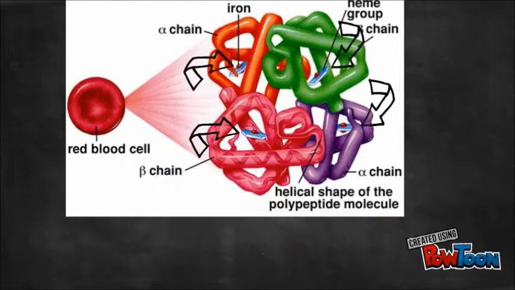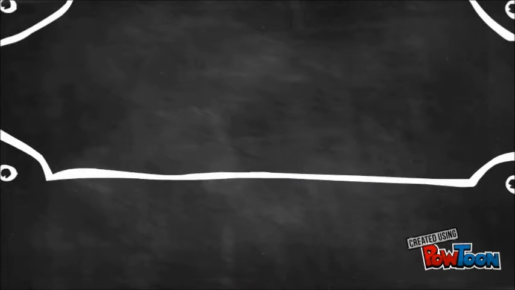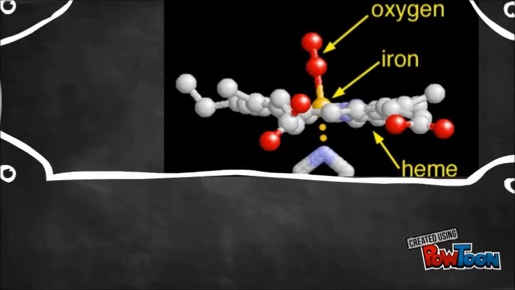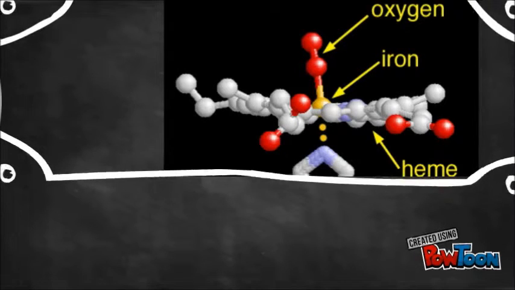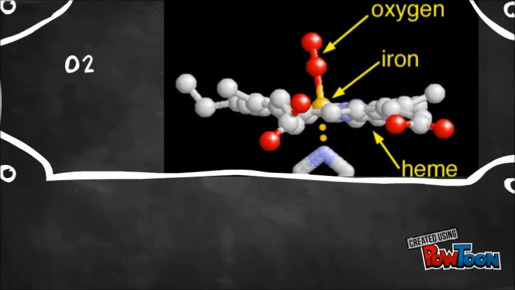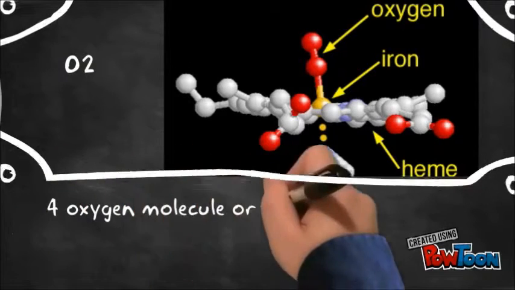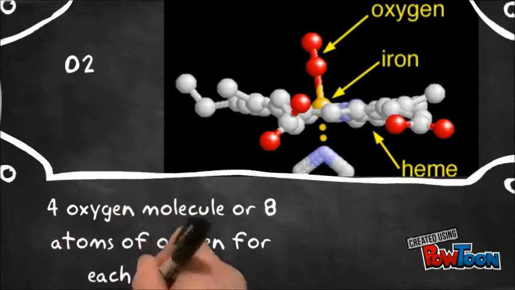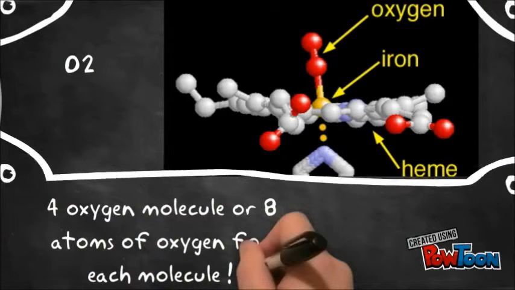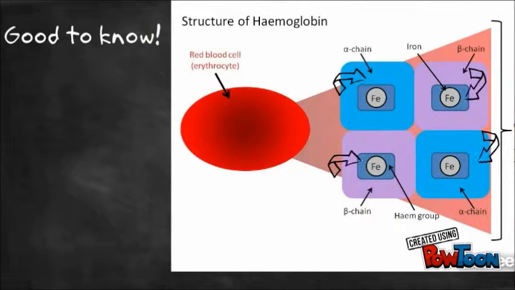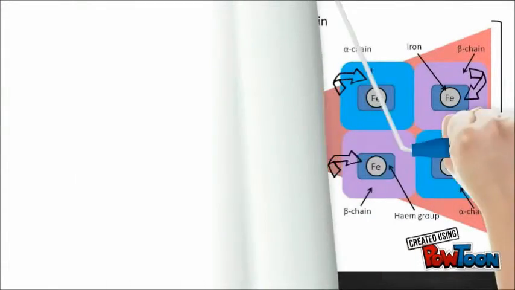Each molecule of hemoglobin contains 4 iron atoms, and each iron atom can bind with one molecule of oxygen, which contains 2 oxygen atoms, called O2, for a total of 4 oxygen molecules or 8 atoms of oxygen for each molecule of hemoglobin. It is important to note that the iron atoms give hemoglobin its oxygen binding and releasing properties.